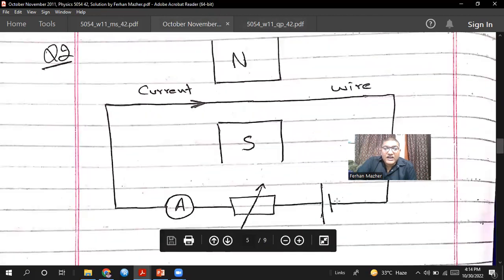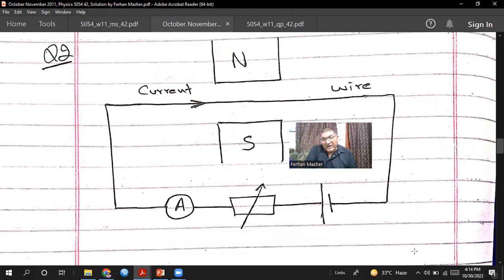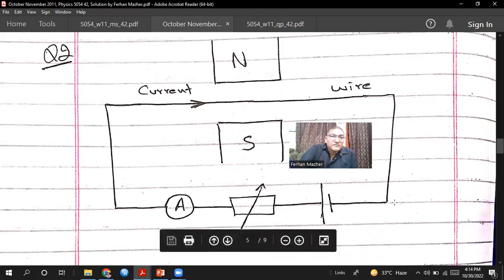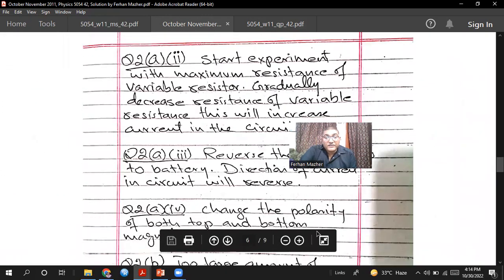The first diagram which they asked is to. So here we have North Pole, South Pole, and this is the wire. And you can see with the wire we have connected an ammeter, a variable resistor, and a battery. Okay. Question number 2, second part.